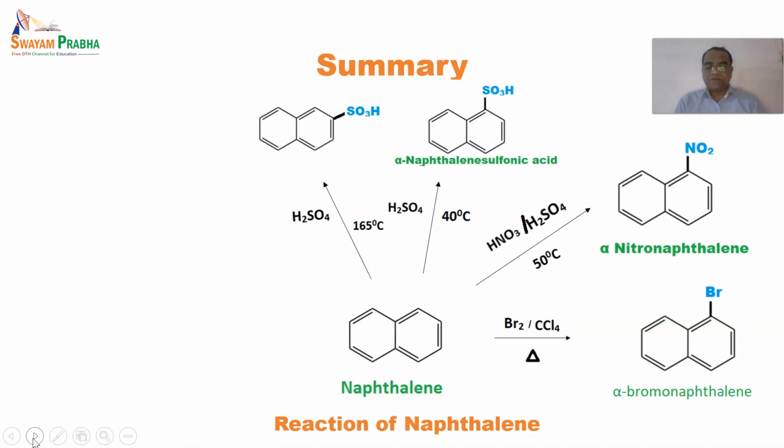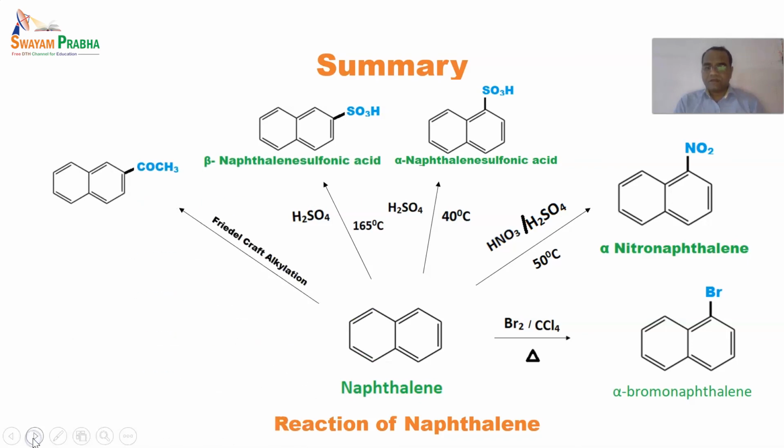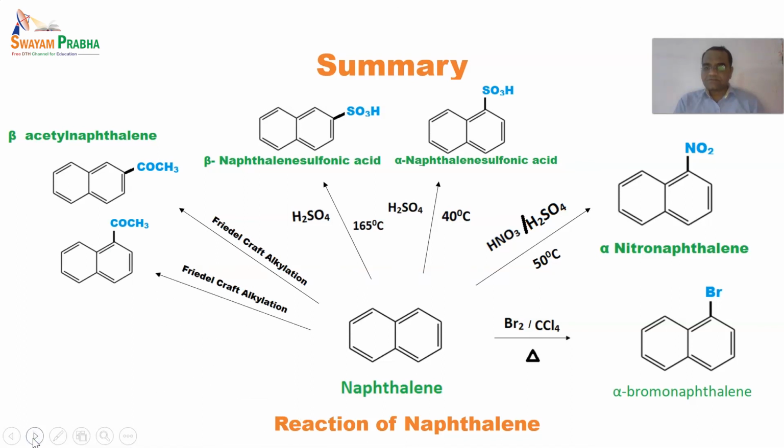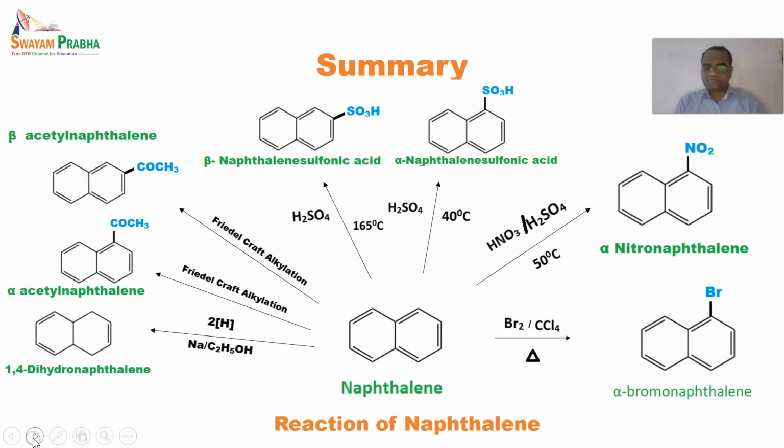So for alpha, it requires minimum conditions, or we can easily get the alpha product, but for beta it requires harsh conditions. After that, Friedel-Crafts alkylation we have seen. Friedel-Crafts alkylation also gives different types of products, alpha and beta. So here the solvent plays an important role. After that, reduction with sodium and ethanol. So it forms 1,4-dihydronaphthalene. So overall we can understand that the alpha product is readily formed, but for the beta product we require some drastic reaction conditions. So more often we just get alpha, and after that we get beta. Beyond that we do not get any further substitution.